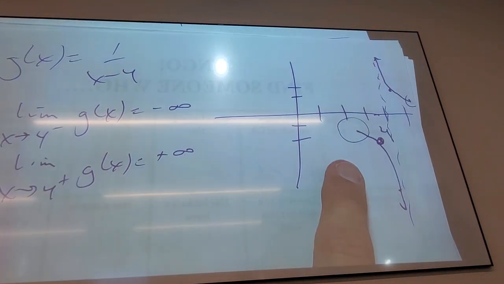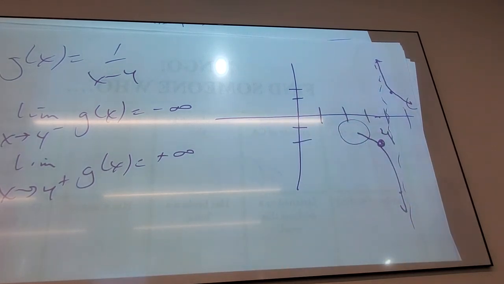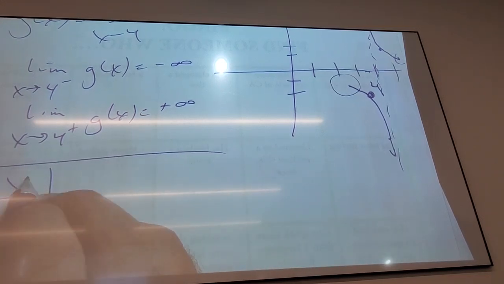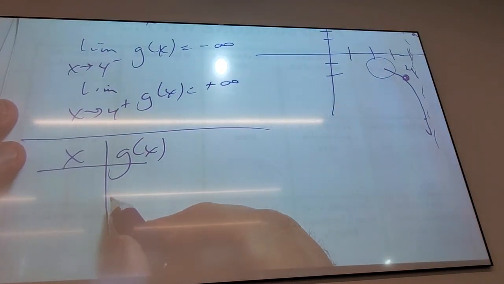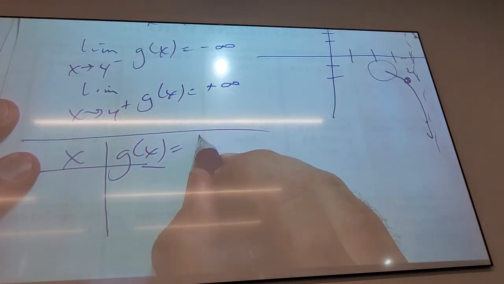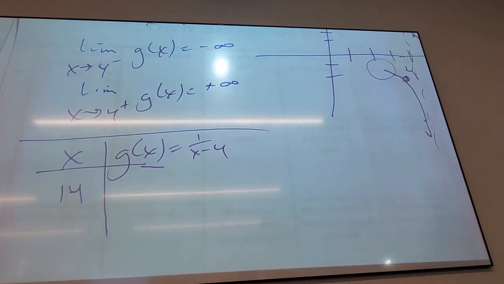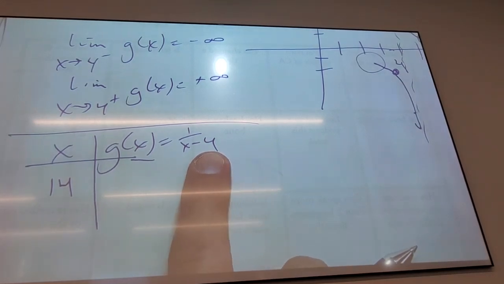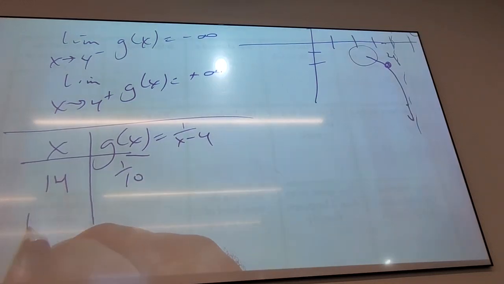So what I want to do now is, I know what it's doing when I get close to 4. What is it doing when I get far away from 4? Let's try to get far away from 4. Let's go this way first. Let's plug in some really big numbers, like 14. That's not big, but can anyone see what I get if I plug a 14 in? Do you guys see why I picked 14? What do you get when I plug a 14 in? 1/10. Yeah, 1/10. What if I plug a 104 in?